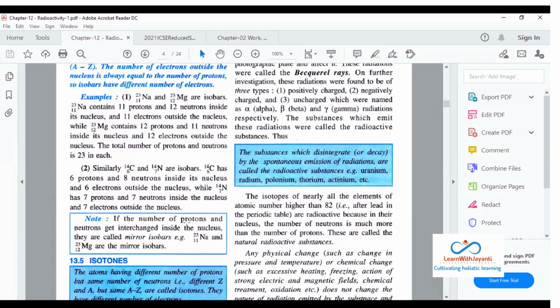Now there is a note, and this is another question. Questions come from the note. If the number of protons and neutrons get interchanged, if you notice, sodium has 11 protons and 12 neutrons, whereas magnesium has 12 protons and 11 neutrons. So they are getting interchanged: 11, 12, 12, 11. So what do we call them? Mirror isobars. These are in mirror form.